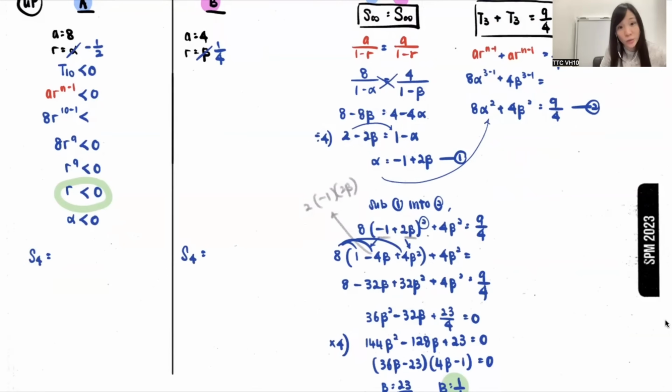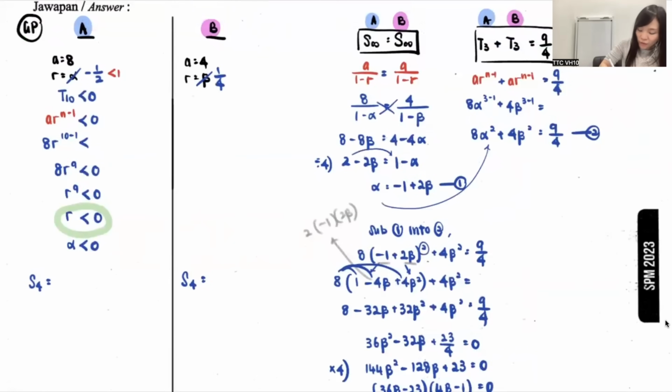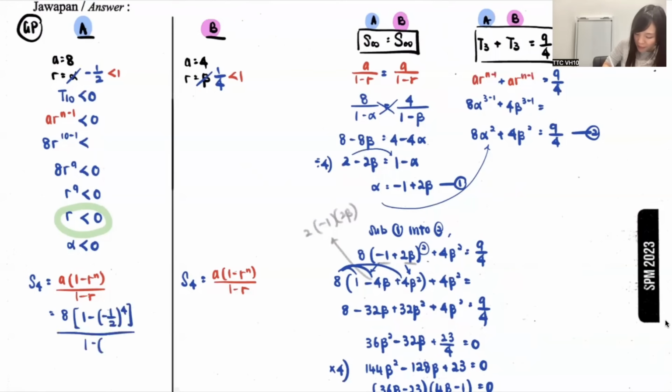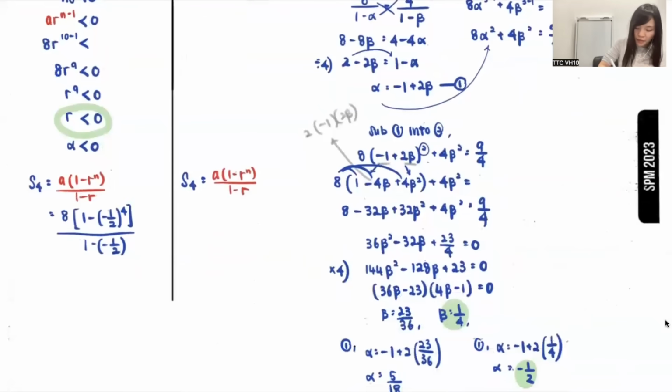So guys, how do I do it? Remember, if your R is lesser than 1, you use this formula for GP sum of the terms. This one is also lesser than 1, so also using this particular formula. All I need to do is substitute. My A is 8, 1 minus my R, which is -1 over 2, power N is 4, over 1 minus R. Okay, press calculator, get the answer. 1 minus -1 over 2 power 4, times 8, divided by 3 over 2. I'm getting 5 for S4.